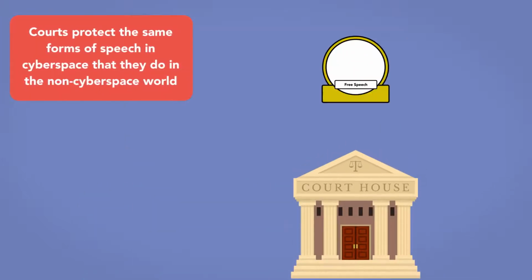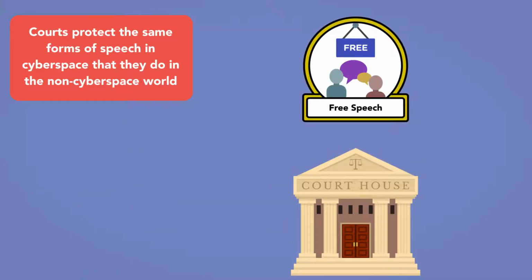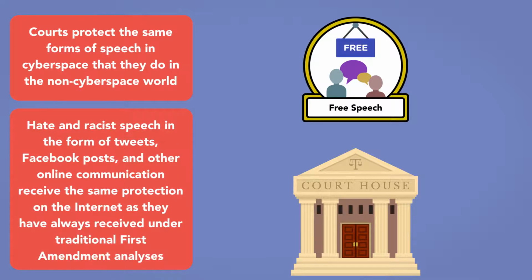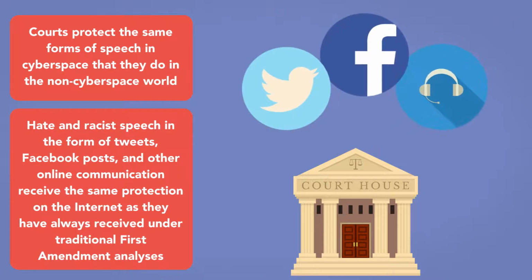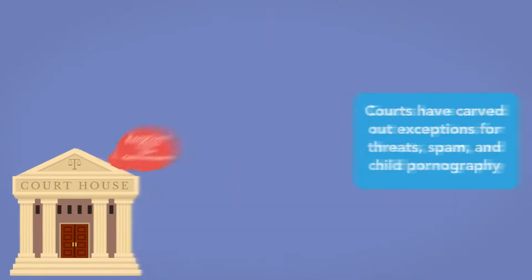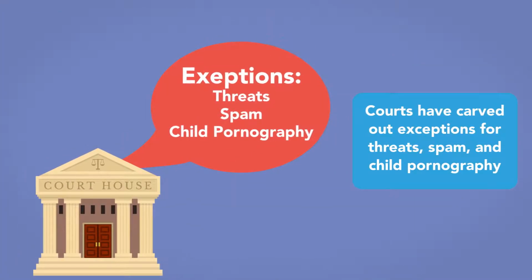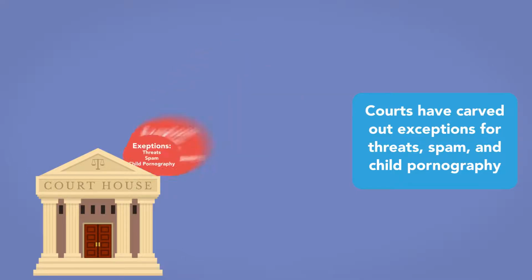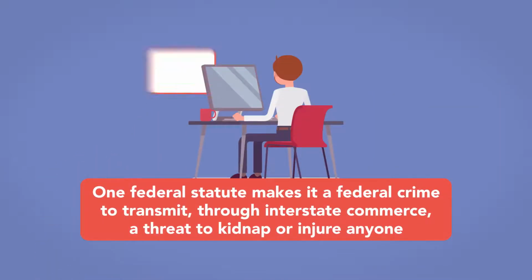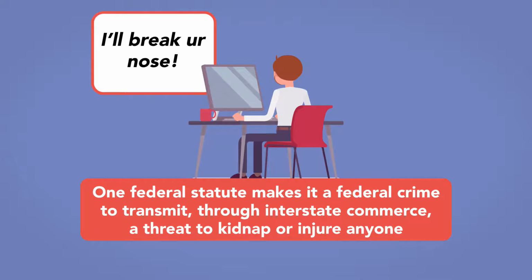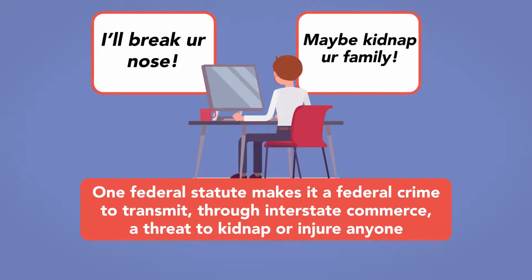Courts protect the same forms of speech in cyberspace that they do in the non-cyberspace world. Hate and racist speech in the form of tweets, Facebook posts, and other online communication receive the same protection on the internet as they have always received under traditional First Amendment analysis. At the same time, courts have carved out exceptions for threats, spam, and child pornography. One federal statute makes it a federal crime to transmit, through interstate commerce, a threat to kidnap or injure anyone.